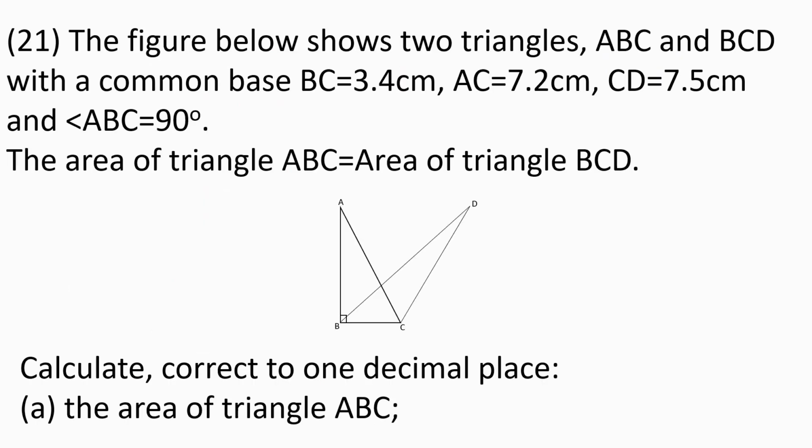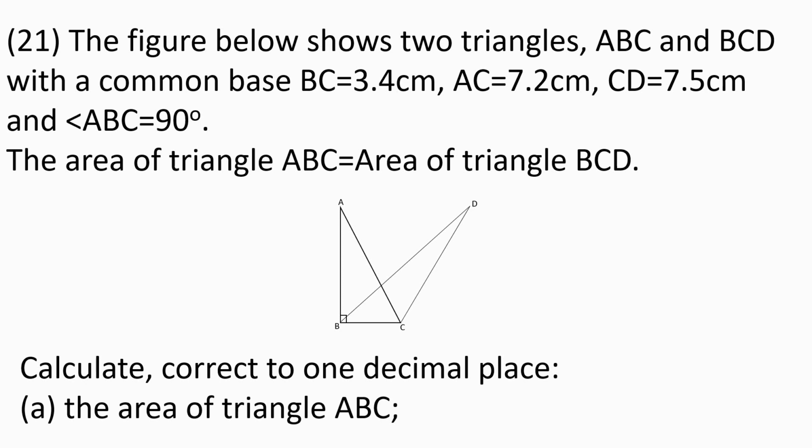Question 21. The figure below shows two triangles ABC and BCD with a common base. BC is equals to 3.4 centimeters, AC is equals to 7.2 centimeters, CD is equals to 7.5 centimeters, and angle ABC is equals to 90 degrees. The area of triangle ABC is equals to the area of triangle BCD. Calculate, correct to one decimal place, part A, the area of triangle ABC.